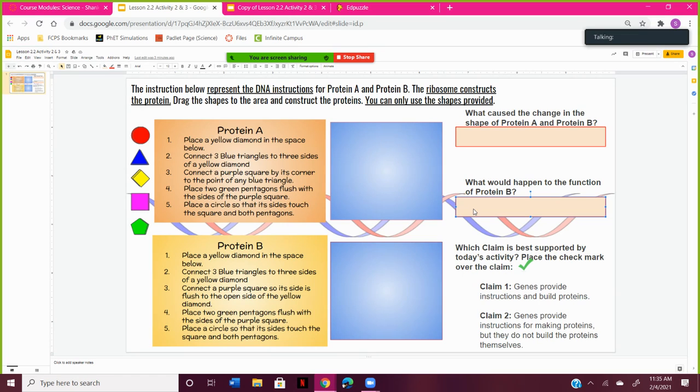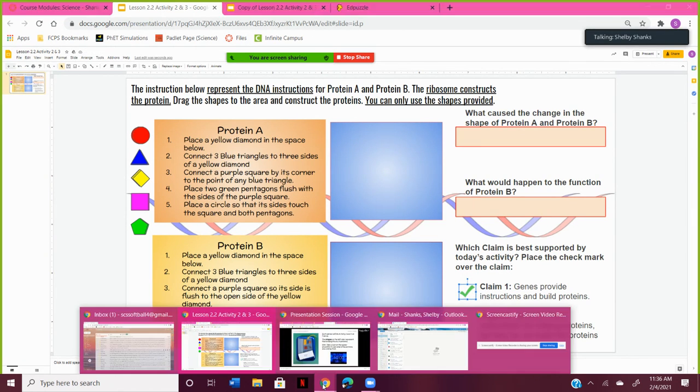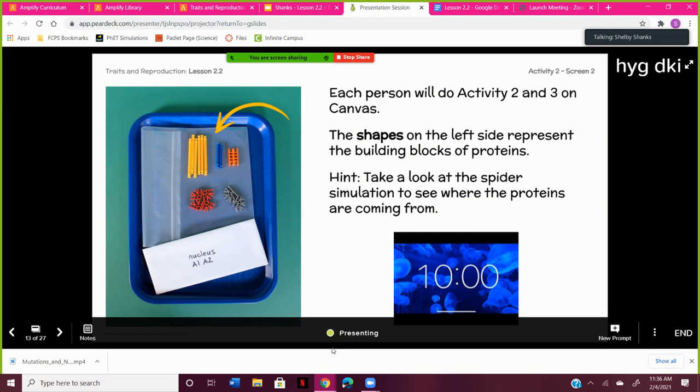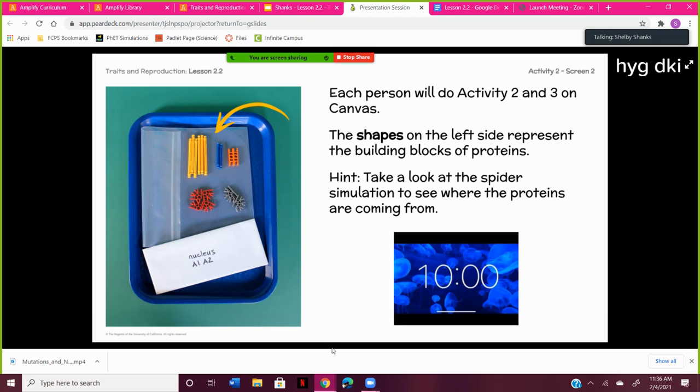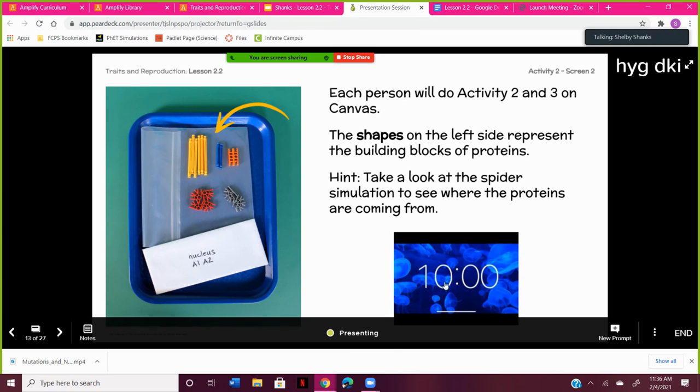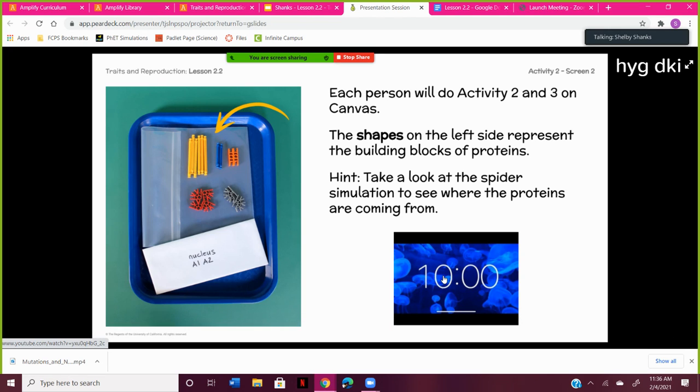Okay, if you can choose a claim by the end of this, you can place this green check mark to the side of one of these claims and turn it in. After these 10 minutes are up, we're going to look at the sim, and it might help you either change your mind, or it might help you know that the claim you picked is correct. So during these 10 minutes, make sure you're working on activity 2 and 3 in Canvas.